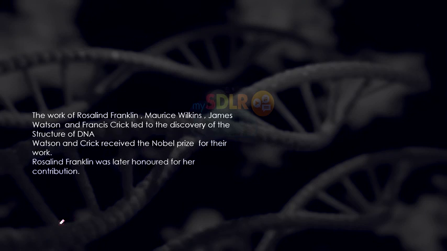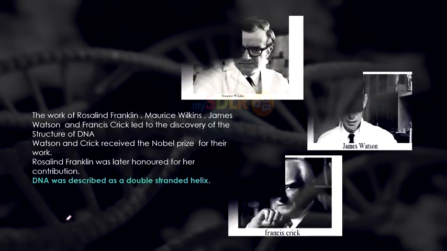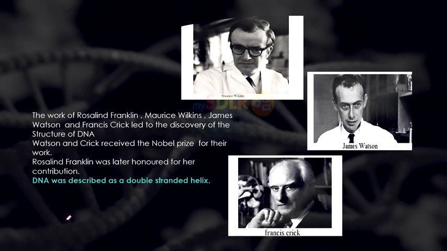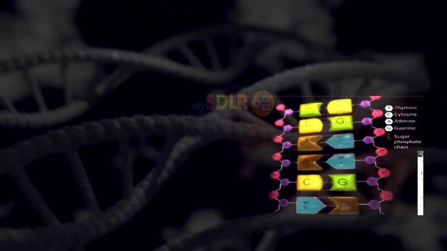Rosalind Franklin was later honored for her contribution. She had passed on when they had made this presentation to Watson and Crick. When they described the structure of DNA, they described it as a double-stranded helix. These are the main people that were responsible for finding out the structure of DNA. When they had completed their work, this is the structure that they proposed.